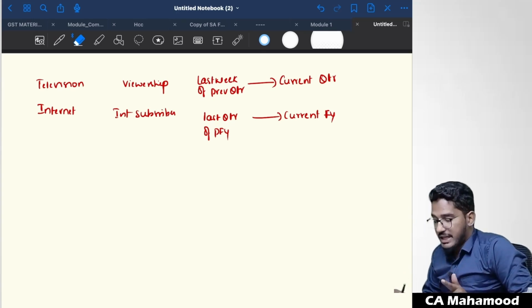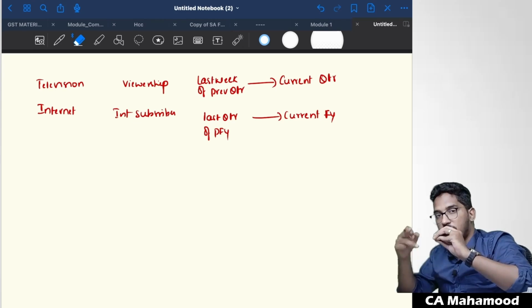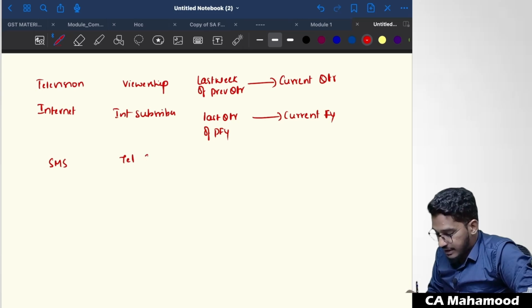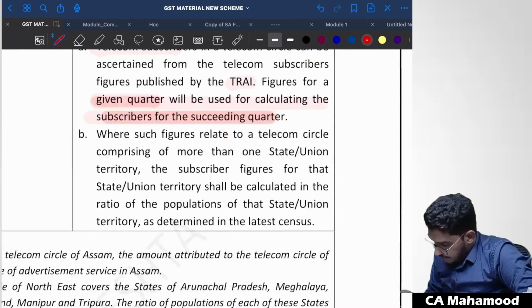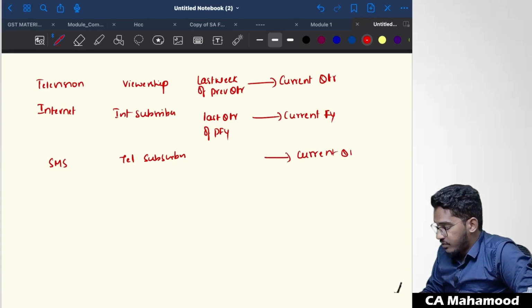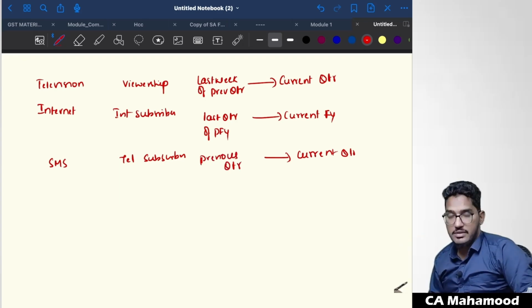So here in the television case, for the current quarter, you have to use the last week of the previous quarter. That means every quarter you have to revise it. Next, coming to the SMS. In case of SMS, you have to get it from telecom subscribers. And which data you have to use? Here they say for the current quarter, you have to use the previous quarter. For the current quarter, you have to use previous quarter. This is summary. Take a screenshot, and high chances of getting tested in the MCQs.